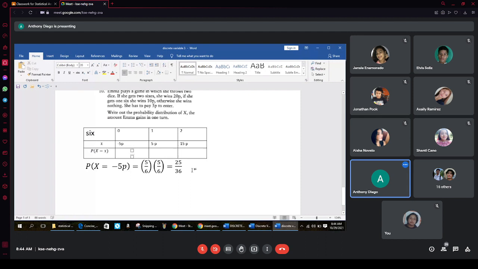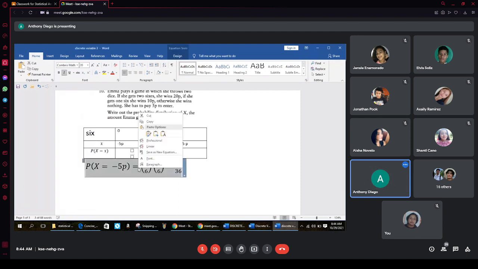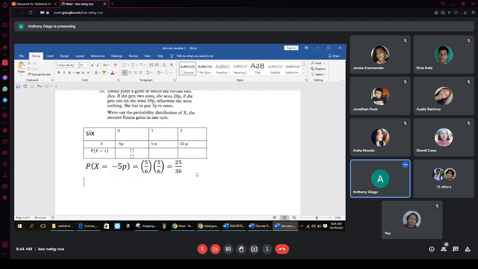Now, let me go back and copy this. So to get 5 pence, which means then with 1 six, the probability of getting 1 six on either die, it will be what?